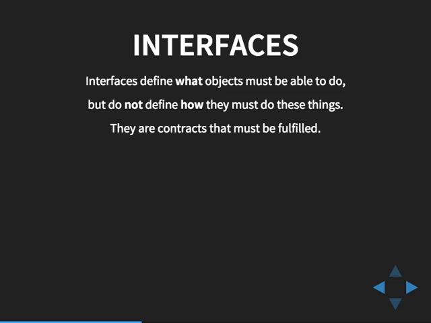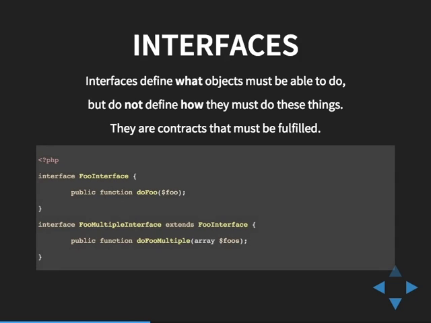We call those contracts, and you fulfill them. If we have a user interface, which basically says, I can expose a username, I can expose an ID, I can build a link to the homepage of the user, that's fine. I don't care how it does it internally. We can have different classes that follow the same contract, that implement the same interface, that do this completely differently, but the end result is still that if I call the getURL method, I get a URL to the homepage of that user. And this is roughly what it looks like.